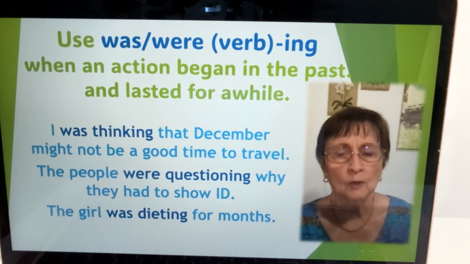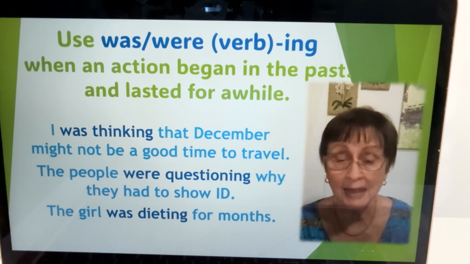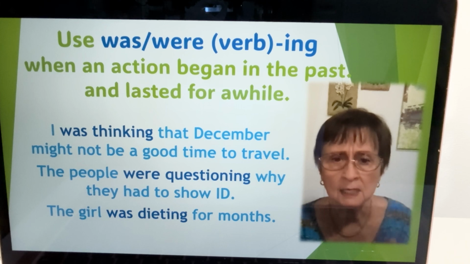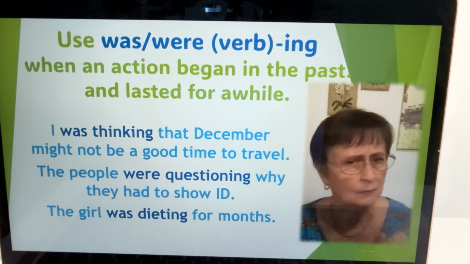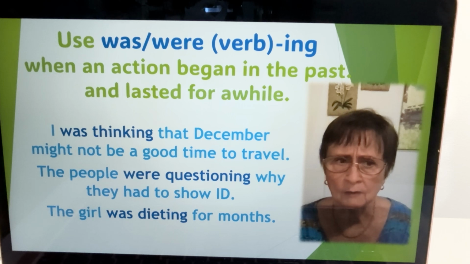Use was and were with an ing verb sometimes when an action began in the past and lasted for a while, maybe all the way up to now, maybe it stopped earlier. I was thinking that December might not be a good time to travel. I was thinking about that for a while. Should I go in December or not? I was thinking that December might not be a good time to travel.